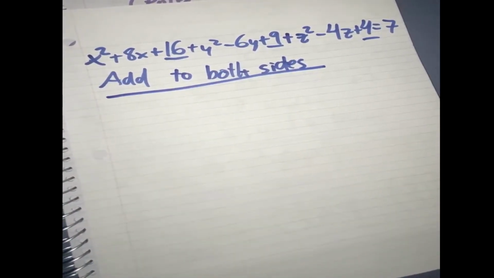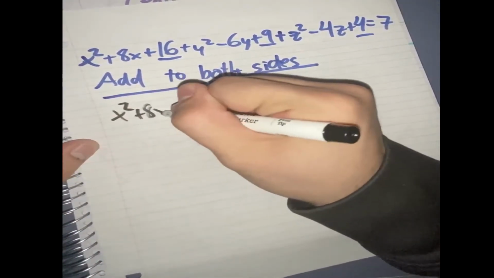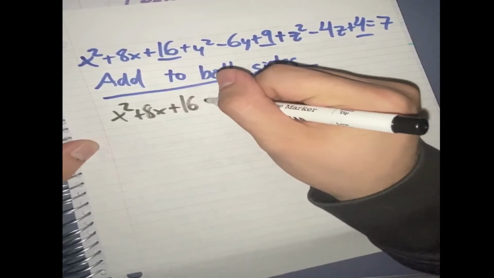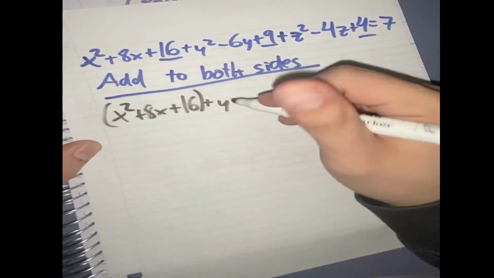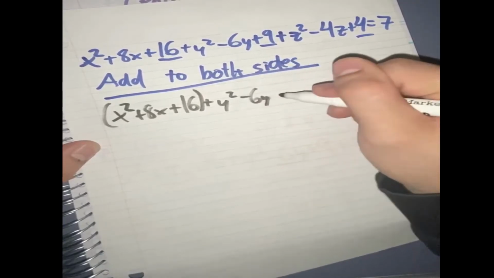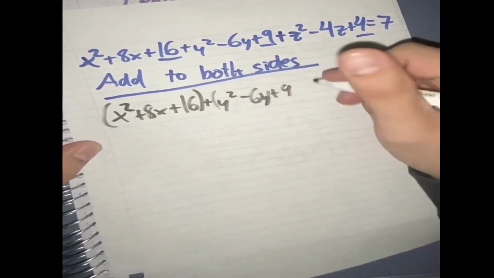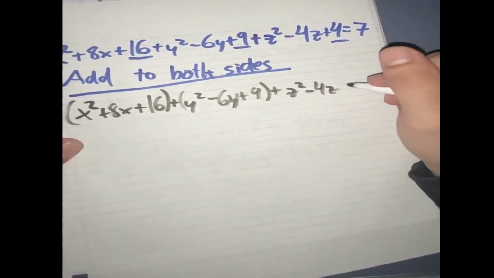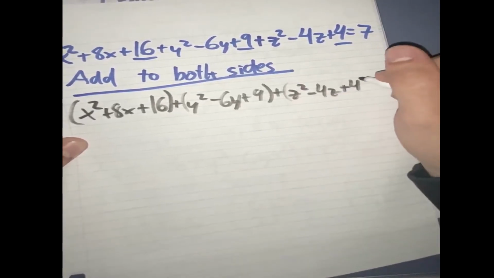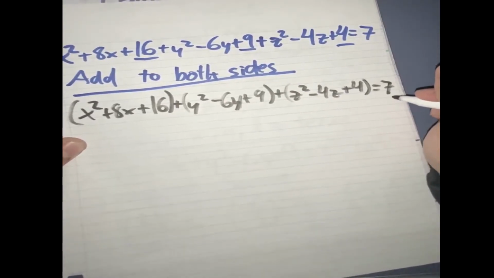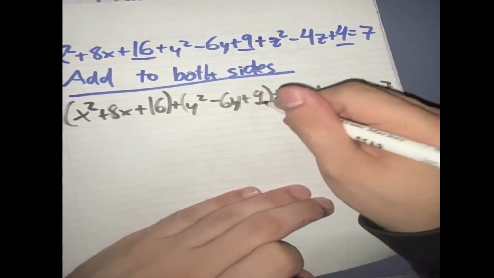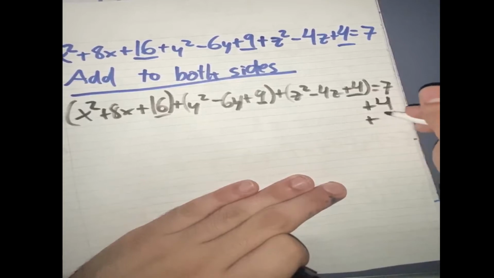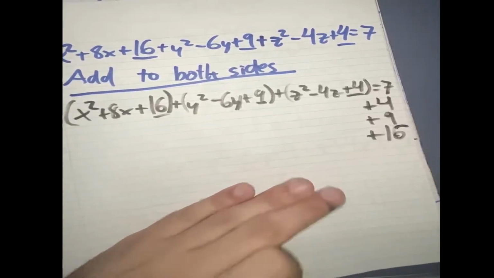So in this case, we would do x squared plus 8x plus 16. And then I'm going to put parentheses around it to know that this is the x component. Y squared minus 6y plus 9. Parentheses, plus z squared minus 4z plus 4. Parentheses is equal to 7 plus these numbers 4, 9, and 16. So 7 plus 4 plus 9 plus 16. We add them to both sides.